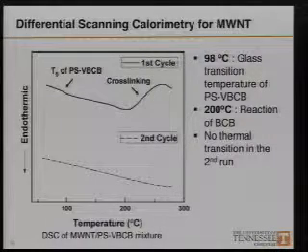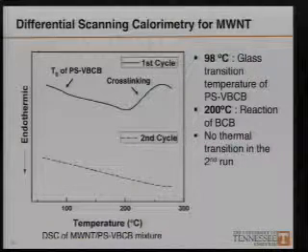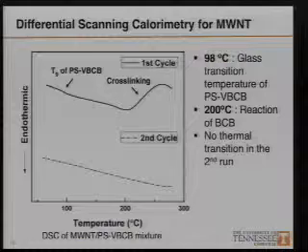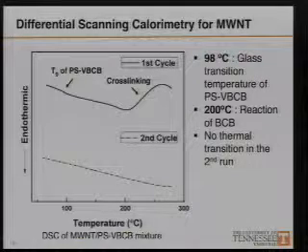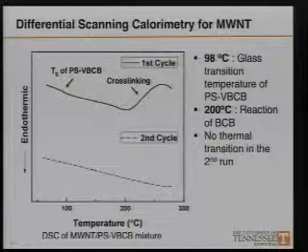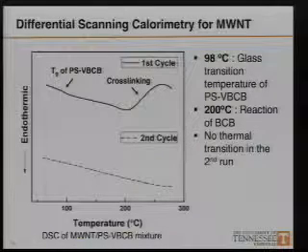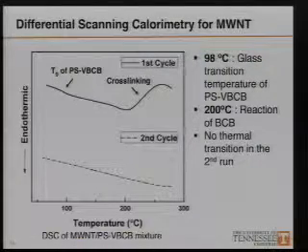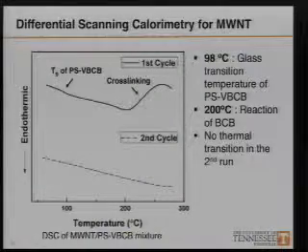So in the second cycle, you run the same sample. Both signals disappeared, which indicates that all BCB functionalities have been reacted. And the fact that the Tg also disappeared means that there's no segmental movement since the polymers have been converted to a rigid network. So this also provides another indirect evidence for crosslinking.